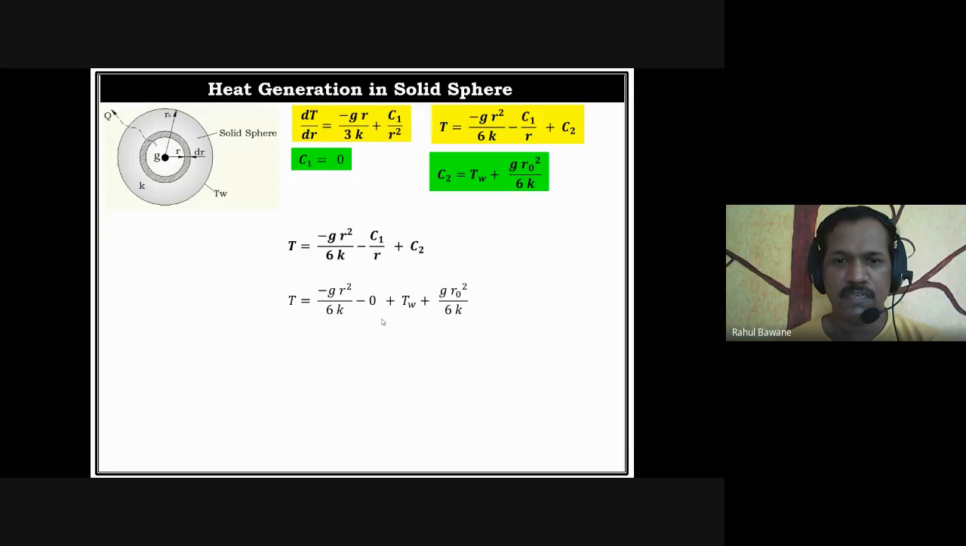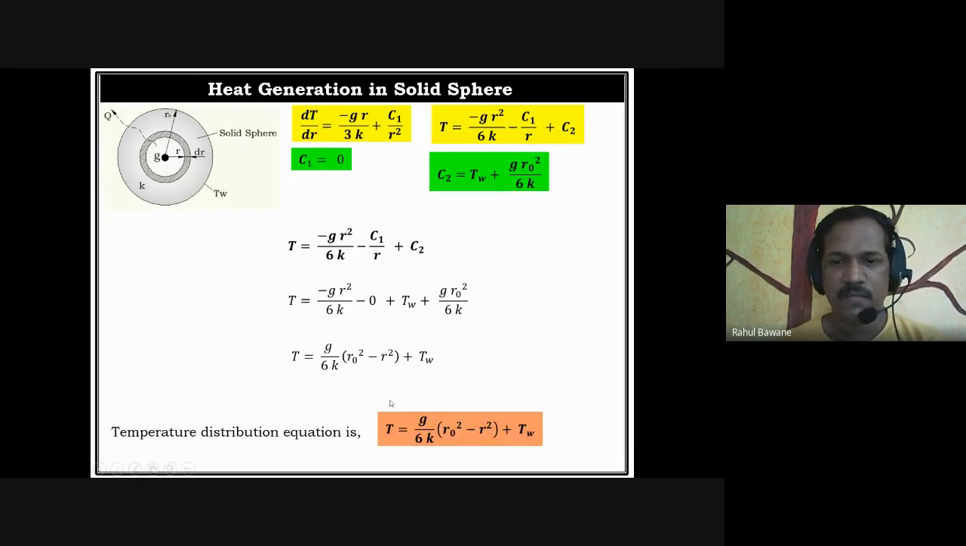So C1 is 0, so the whole middle term becomes 0. C2 is T wall plus G R0 square upon 6K. So rearranging this, we get the final form: T equals G upon 6K, R0 square minus R square, plus T wall. So this is our required temperature distribution equation for a sphere, especially when it is solid and without considering any convection part.